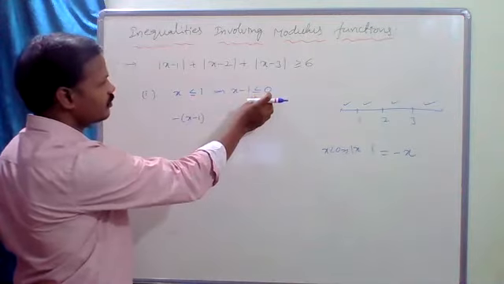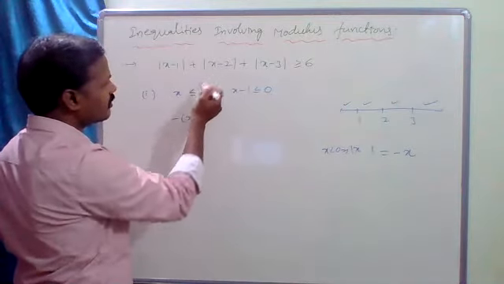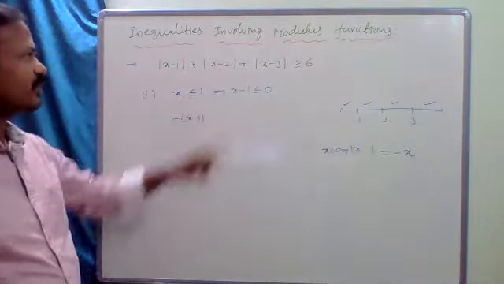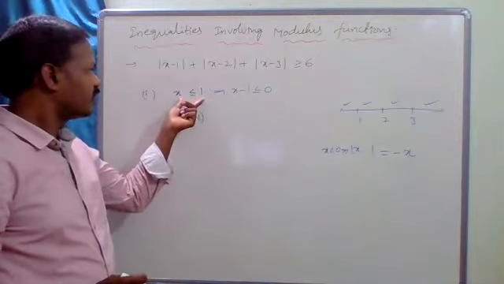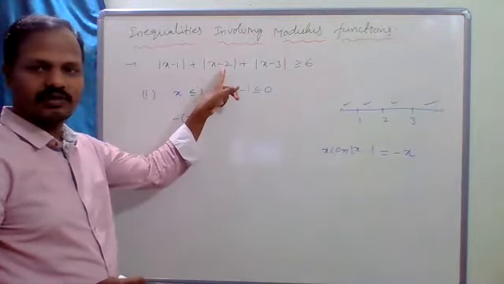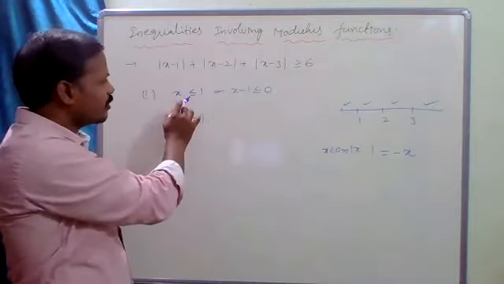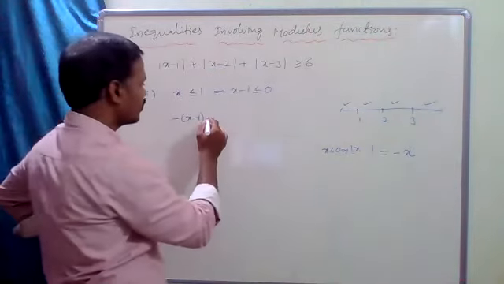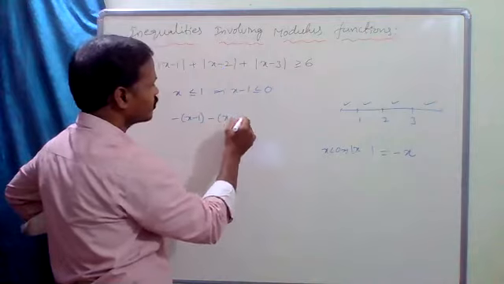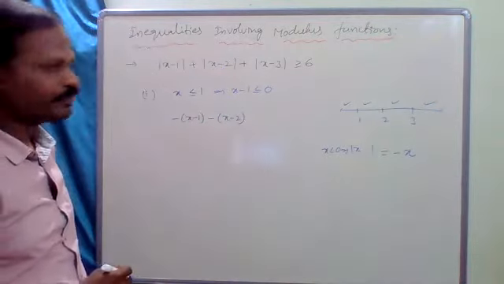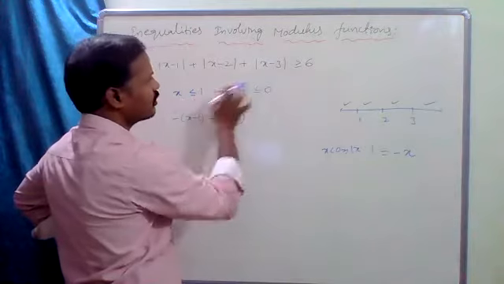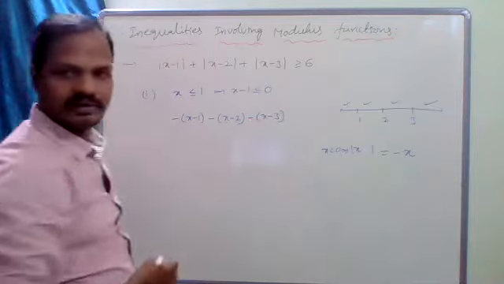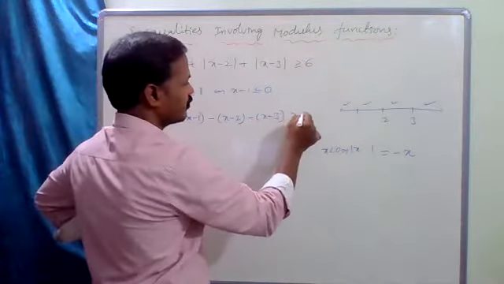Now see, if you take any value less than or equal to 1 in x - 2, whether it is positive or negative, suppose for example x = 0, then what will you get? Minus 2, which is negative. So here also -(x - 2). And here, if you take x less than or equal to 1, x - 3 is also negative. So -(x - 3), which is greater than or equal to 6.